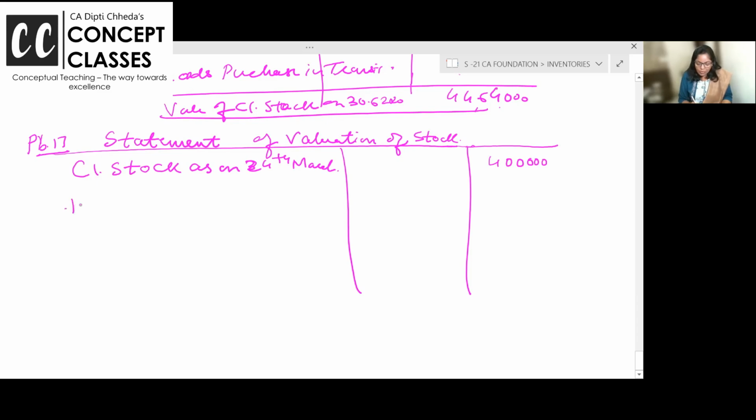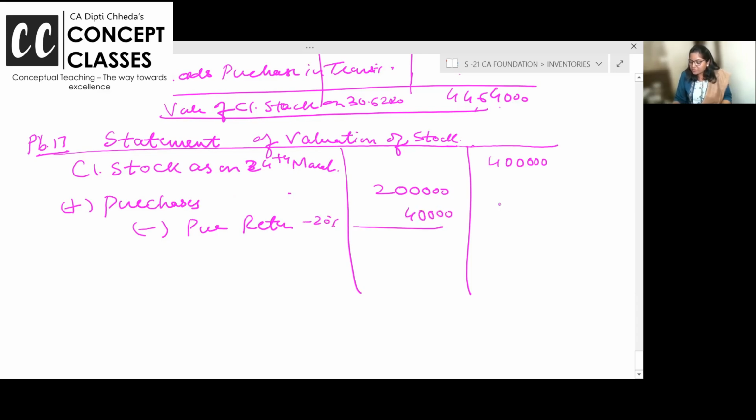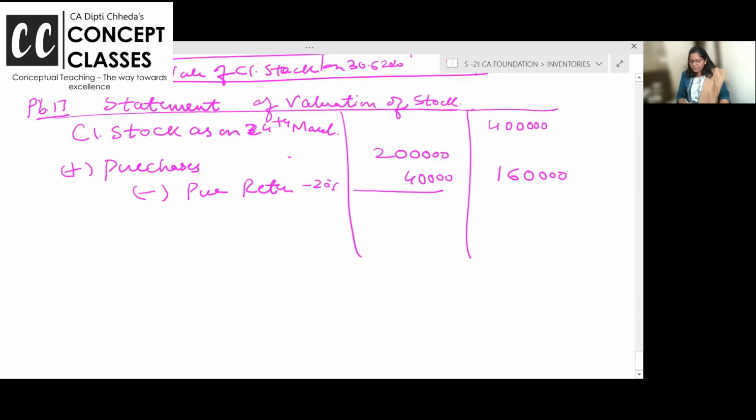Now, if any purchases are made between the 24th and the 31st, add it. So how much purchases is made? Purchases made are 2 lakh. But out of it, some purchase return is also there. How much is the purchase return? 20%, 40,000. So 1,60,000 you will add. Purchase minus purchase return, add.